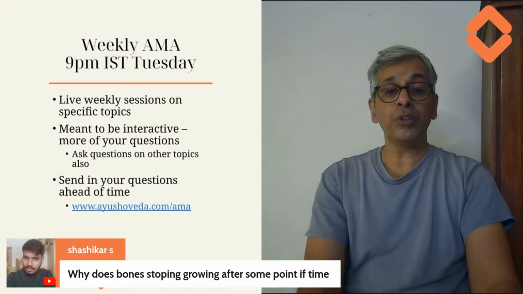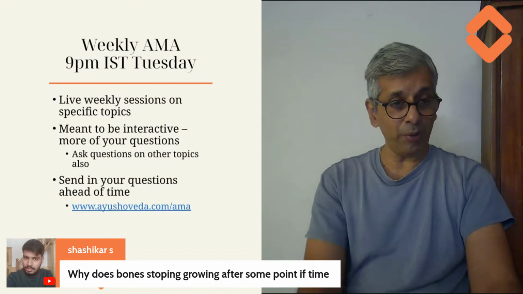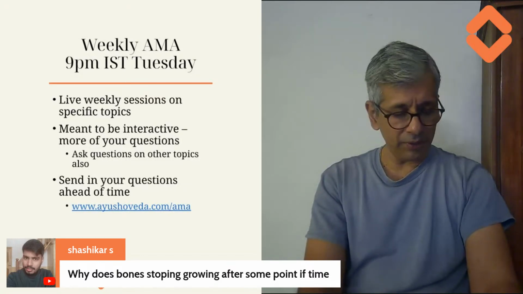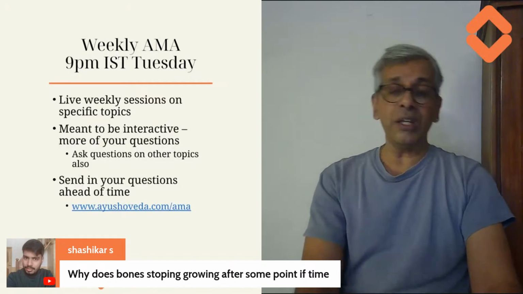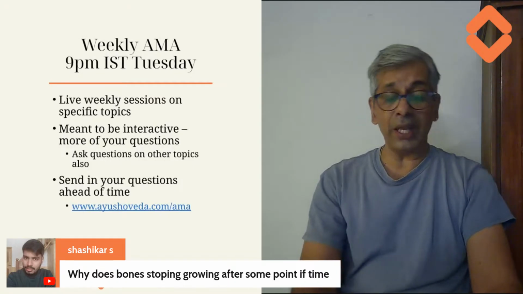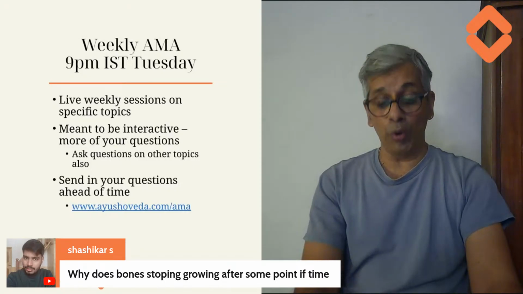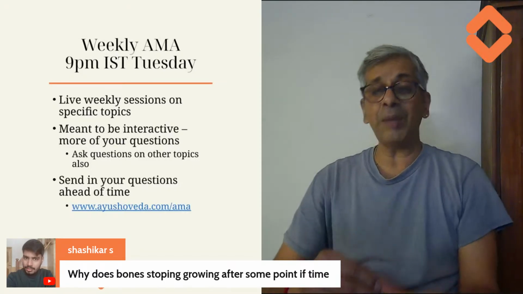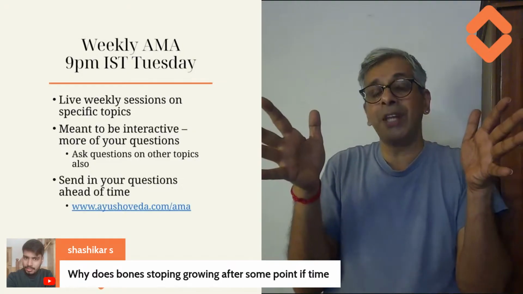Why do bones stop growing after some point of time? Not only bones, everything in the body stops growing after a point of time. Your eyes don't grow beyond a certain point. Nothing grows, Shashikar, because of Shiryate anena iti sharira. By the age of 21, 22, 23, you have reached the maximum growth of your body. After that, probably because of lifestyle, instead of going this way, you might start going this way. That's a different thing.